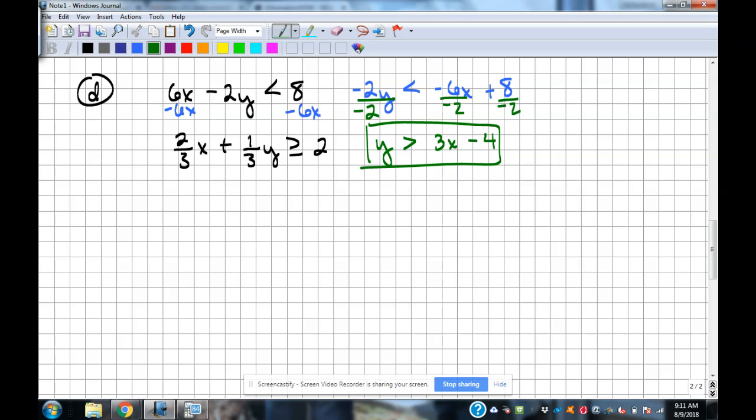Now we have that inequality, and we're going to graph it in a minute. Let's go ahead and do the work, get the other one in slope-intercept form, and then when we get in graphing mode, we just go. What do we do first? Subtract the 2/3 x. Good. So we have 1/3 y greater than or equal to negative 2/3 x plus 2. We got a fraction in there.